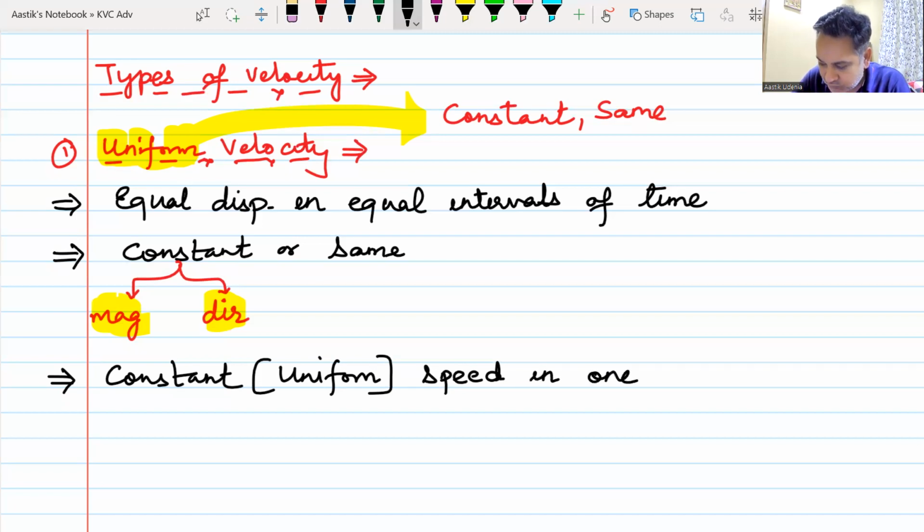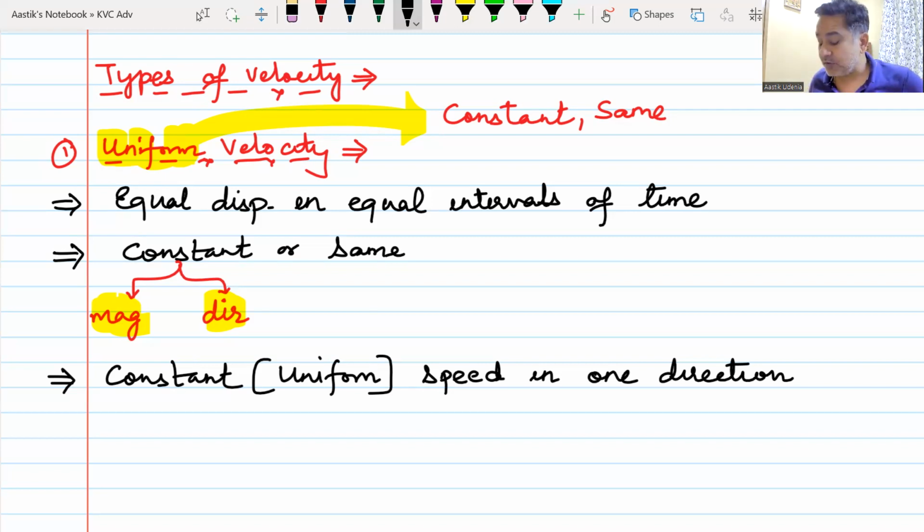Even if it comes back, for example, if I throw something up, let us assume that it is moving with uniform speed, but if it turns back, even then the speed may remain constant or uniform, but the velocity will change because the direction changes. Do we understand this? Yes, sir.